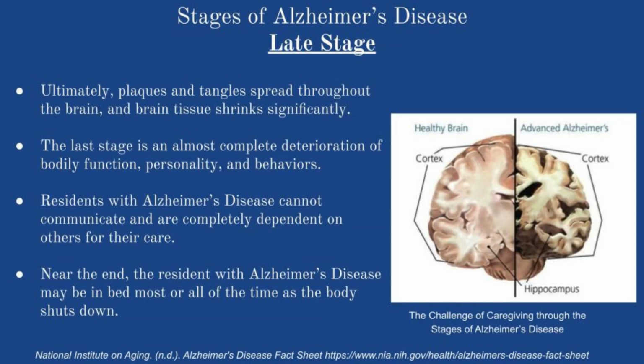And in the late stage, ultimately these plaques and these tangles spread throughout the brain, and the brain tissue shrinks significantly. The last stage is an almost complete deterioration of bodily function, personality, and behaviors. Residents with Alzheimer's disease cannot communicate and are completely dependent on others for their care. Near the end, the resident with Alzheimer's disease may be in bed most or all of the time as the body shuts down.